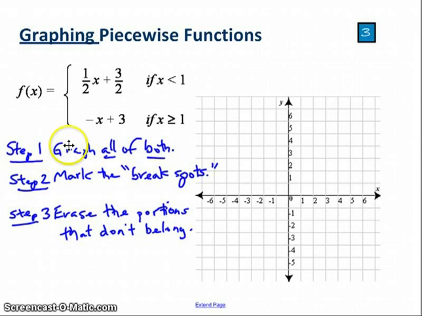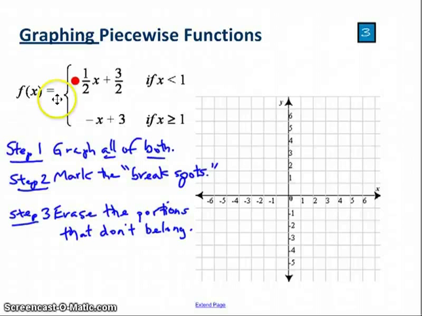First of all, I recommend that you graph all of both these lines. Graph all of that line and all of that line. And then mark the place, the break spot. In this case, there's only going to be one. It's the spot where you go from to the left of 1 to at 1 and to the right. And then lastly, I suggest that you erase the parts you don't need, the portions that don't belong.